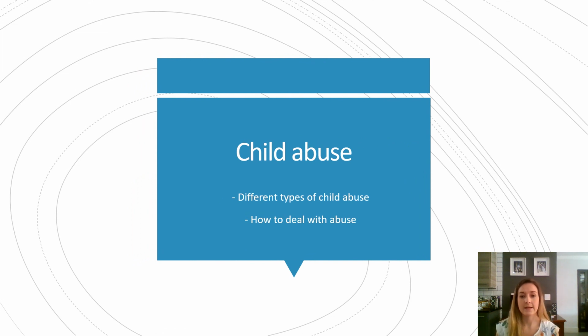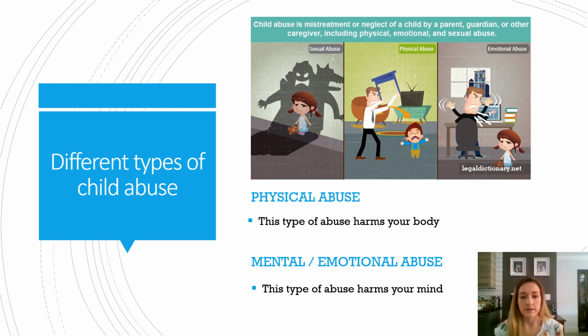Okay, so for today's content, we are talking about child abuse. All right, we're going to cover the different types of child abuse that there are and how to deal with abuse if you find yourself in a situation where you are being abused. So firstly, the different types of child abuse that we get, there are lots of different types of abuse. The main ones that are very common and occur quite often are sexual abuse, physical abuse, and emotional abuse. All right. For today, we are going to be talking about physical abuse and mental or emotional abuse.